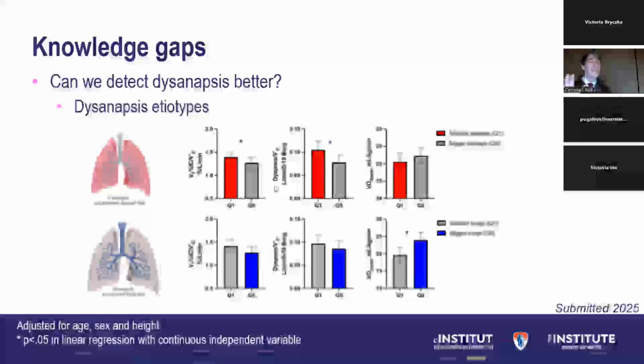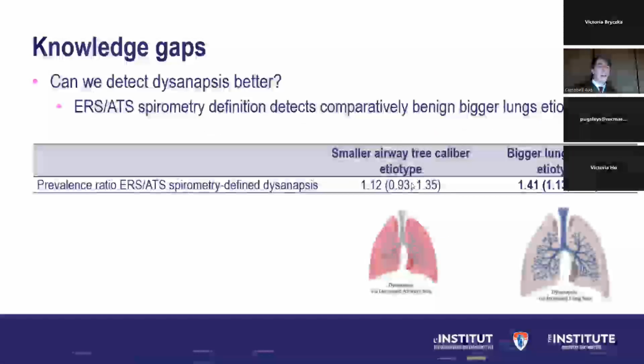But this would suggest that the two pathways to an airway to lung mismatch, smaller airways or bigger lungs, are quite different prognostically. And the last thing I'd highlight is when we look at that ATS-ERS spirometric definition, it actually is associated with the bigger lung endotype and not a smaller airway endotype. So this endotype is actually favorable. I would love to have big lungs because I could have a higher VO2. I would not want to have the small airway endotype because they're more predisposed to obstructive physiology.